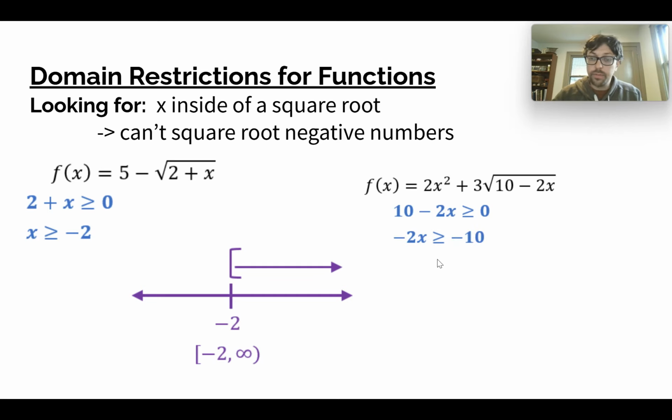So then I do a quick solve. I subtract 10 from both sides. I divide both sides by -2, keeping in mind that if I divide both sides by a negative, that flips my inequality. So that's why I have x is less than or equal to 5.